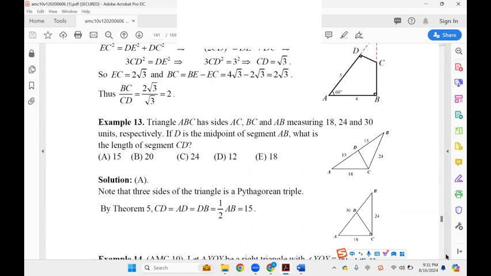Let's finish the example 13. Triangle ABC has the sides AC, BC, AB measuring A, C, B. Okay, AC is 18, BC is 24, AB is 30, respectively. If D is the middle point of B.